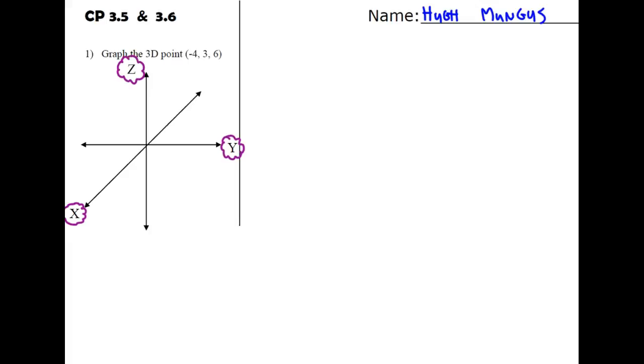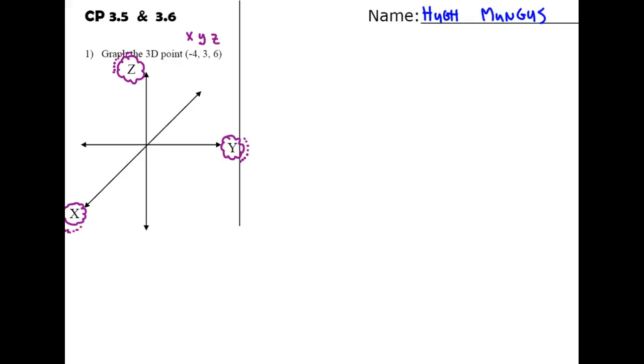Now a little tip, a math tip. Math tip 1: the side the label is on is the positive side. So if you're going to go in the positive x direction, that's towards this side right here. If you're going to go in the positive y direction, that's towards this side right here. If you're going to go in the positive z direction, that's towards this side right here. Okay, so we want to graph the point -4, that's x, 3, that's y, 6, that's z.